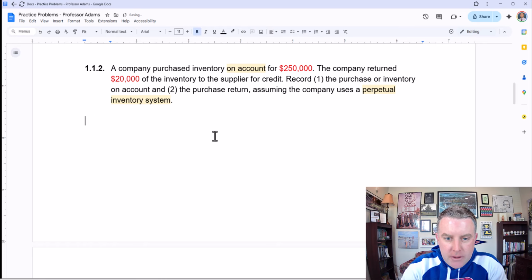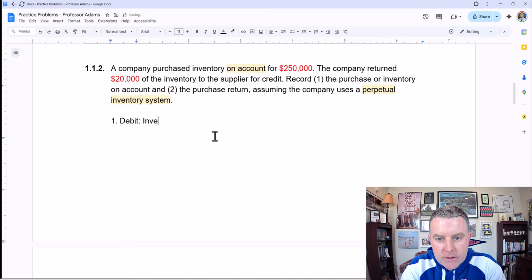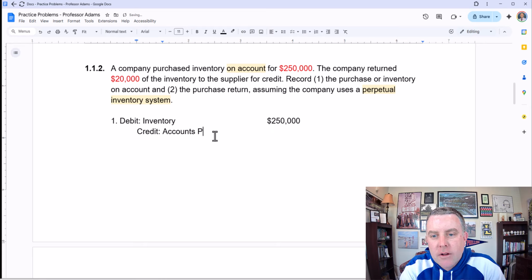The first journal entry, and I'm just going to mark this entry 1, is a debit to inventory because we're buying inventory. Inventory is an asset, and to make the asset go up, we debit it. So this is 250. And a credit to accounts payable. Again, because it says on account, credit accounts payable for $250,000. And that takes care of that first part.